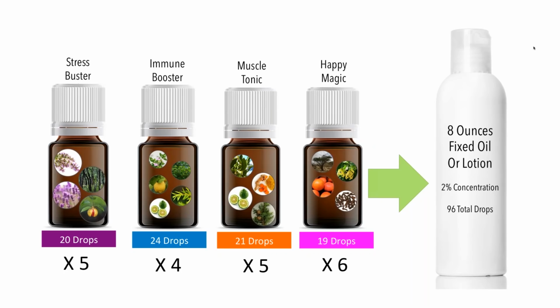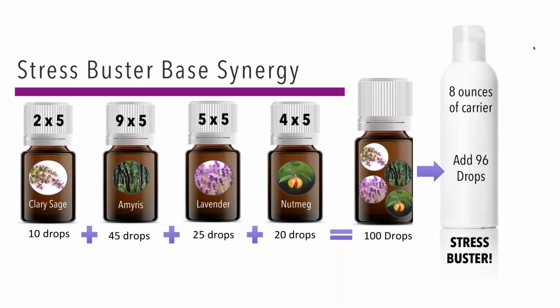So the multiplication process looks like this when we're dealing with that individual synergy. Remember, Clary Sage is a 2 on the intensity score. In that base formulation, you had just 2 drops. Now we need to times that by 5. That means we end up with 10 drops. Same is true for Amorous. It was 9 drops in that base formulation. Now we're going to times the 9 by 5. We end up with 45 drops of Amorous. Don't freak out. That's not too much.